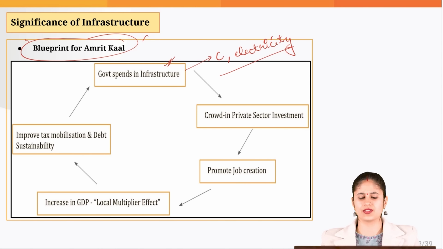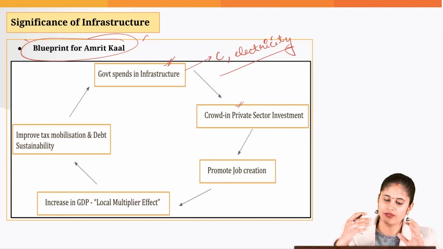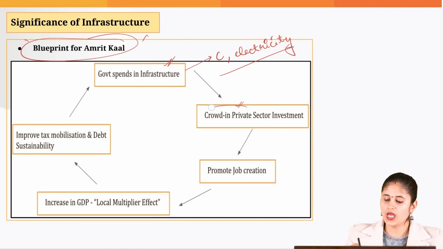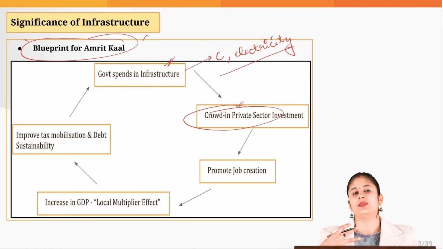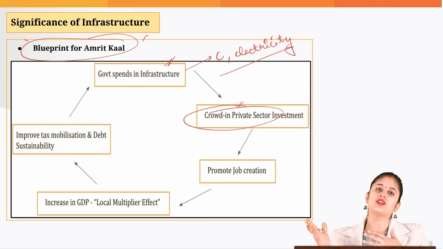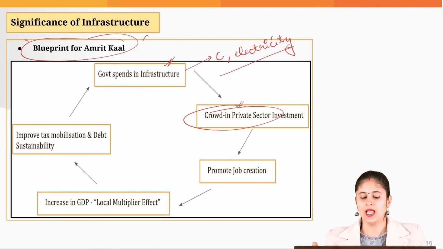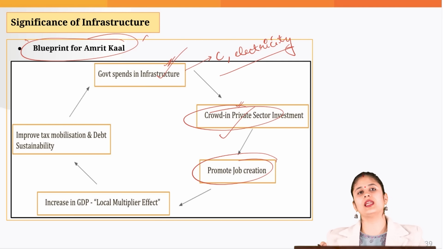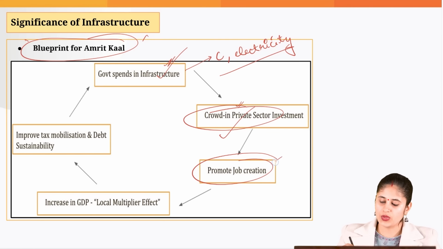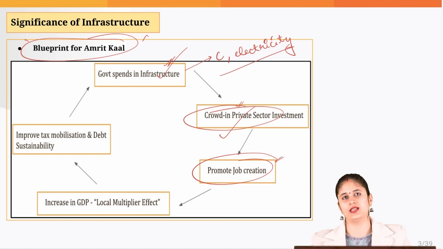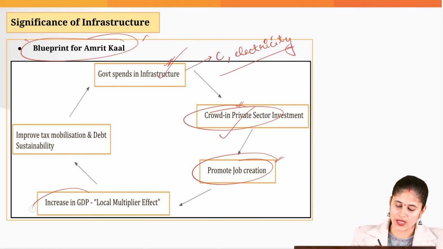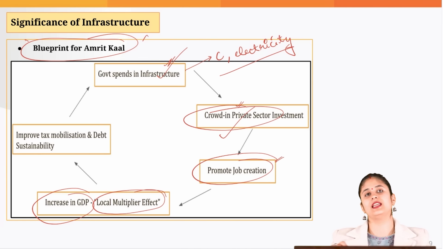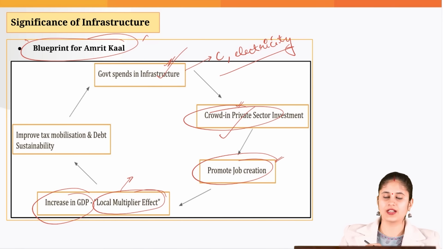Okay, iron, steel, etc. So ultimately, because of increased expenditure done by the government in infrastructure creation, we are witnessing crowding in. Basically, it is incentivizing the private sector also to increase their investment. Ultimately, because of the investment done by government and the crowding in of private sector investment, we are going to witness job creation in India. Okay, so when there would be job creation, this would lead to an increase in GDP because of the local multiplier effect.